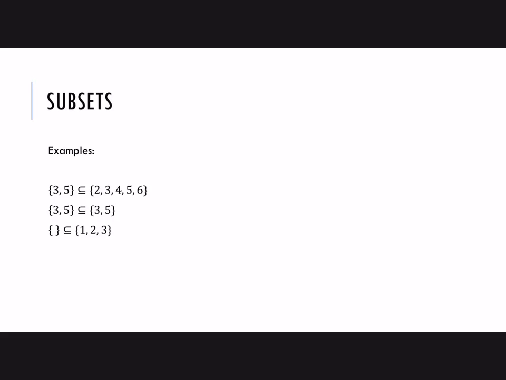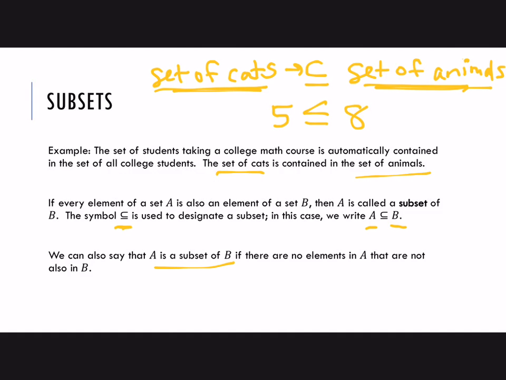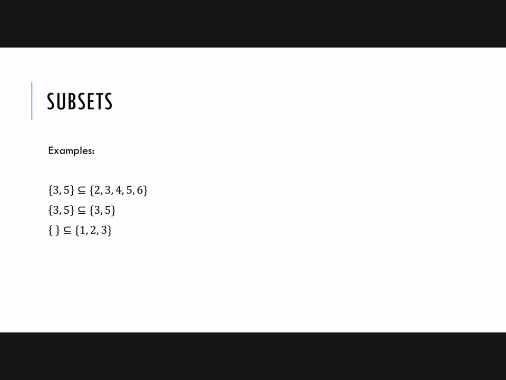Okay, a couple examples. The set containing 3 and 5 is a subset of the set containing 2, 3, 4, 5, and 6. All right, so let's compare with our two definitions. To be a subset, every element of A has to be an element of set B. All right, so is every element here, this is like taking the place of set A, and here's set B.